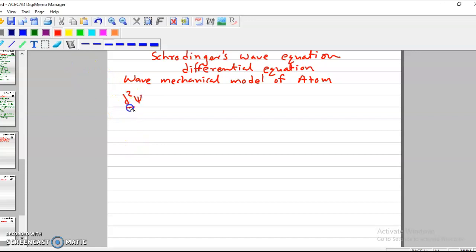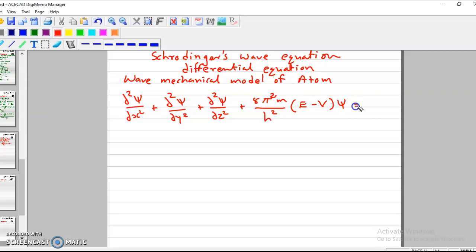del square psi upon del x square plus del square psi upon del y square plus del square psi upon del z square plus 8 pi square m upon h square bracket E minus capital V psi is equal to 0. This is known as Schrodinger's differential equation. This is the most famous equation. Now we will see the interpretation of this equation.